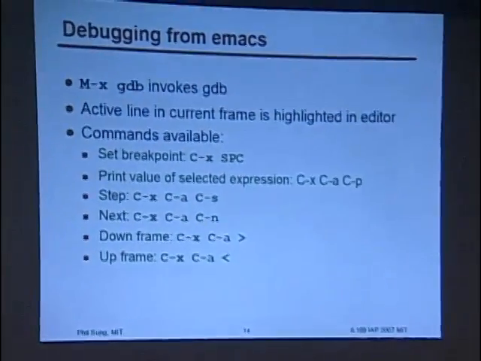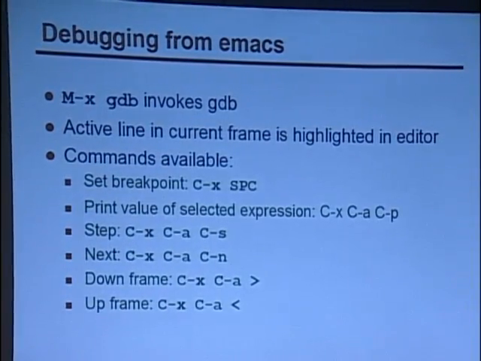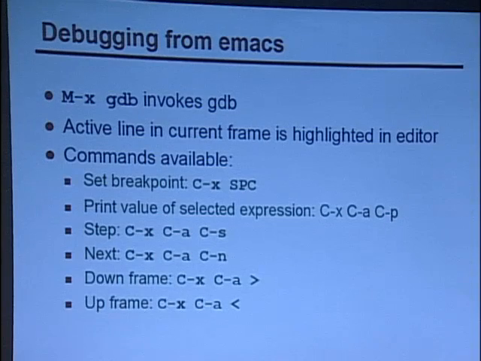OK, so you can use GDB from Emacs as well. And Emacs provides a really handy interface for GDB. If you do M-x GDB, Emacs will invoke GDB for you. And when you do this, you're going to want to tell Emacs to use PPU GDB instead of regular GDB. And Emacs will just ask you what you want to invoke. You just want to replace GDB with PPU GDB.